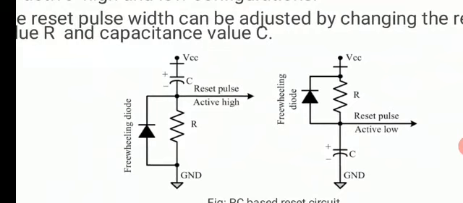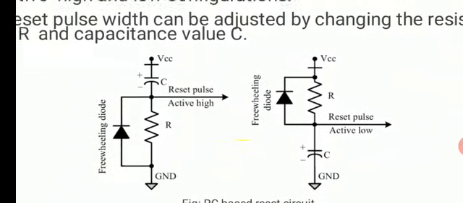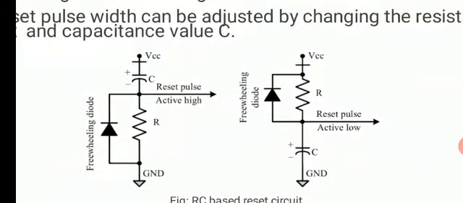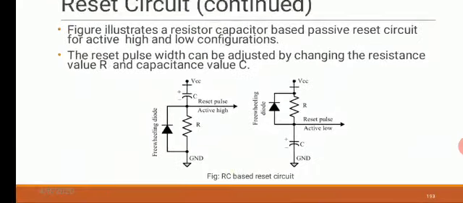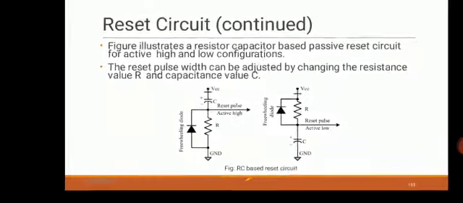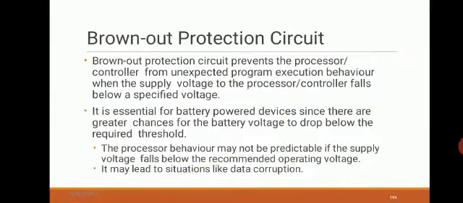Initially, when VCC is applied, the capacitor charges, so you will get an active high output. Then if it is low, the capacitor will discharge through the resistor, and while discharging you will get the active low pulse. This is how it works. The reset pulse width can be adjusted by changing the values of the resistance R and capacitance C.